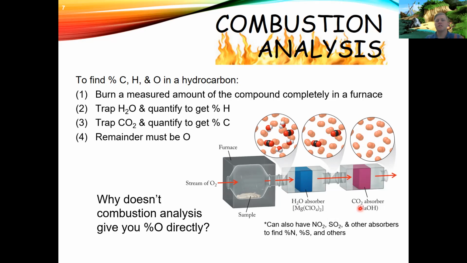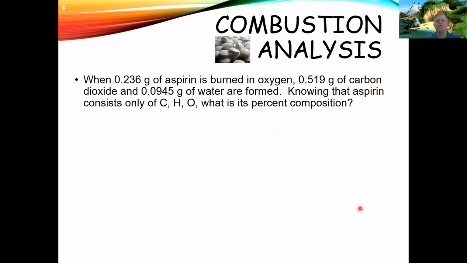Now this looks somewhat straightforward, but it's actually a little bit complicated in practice. So let's look at a practice problem. Let's say we're working with aspirin, and we have 0.236 grams of aspirin. That's what we put in our furnace.